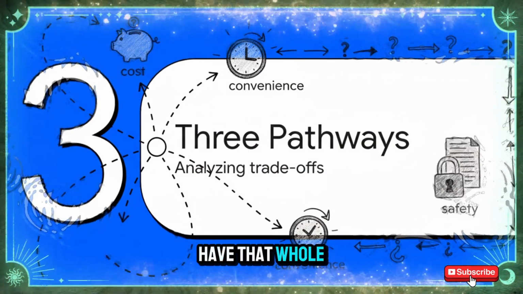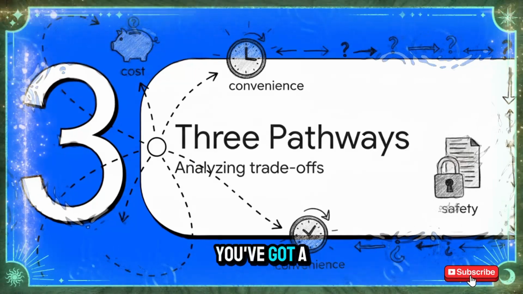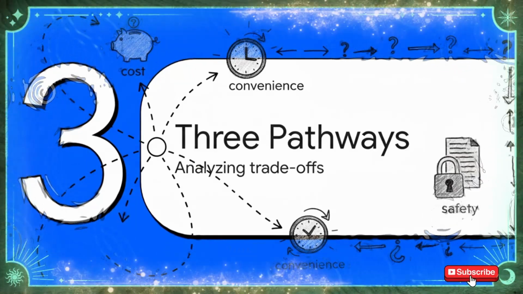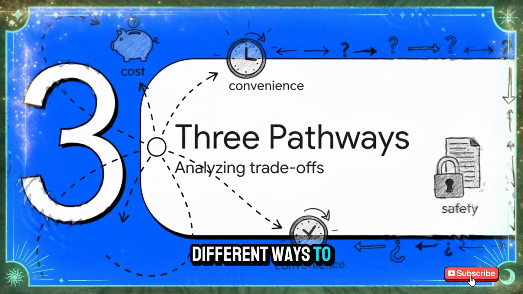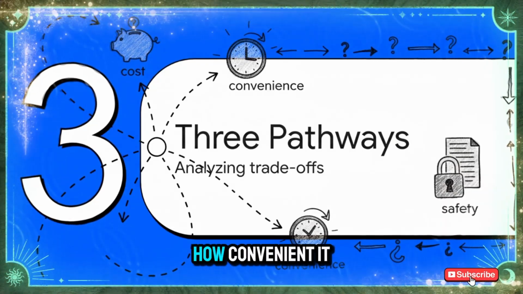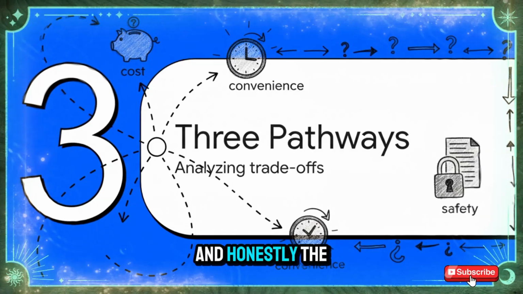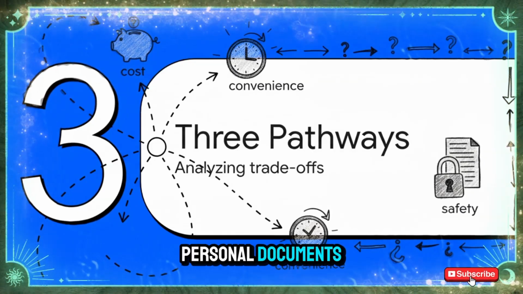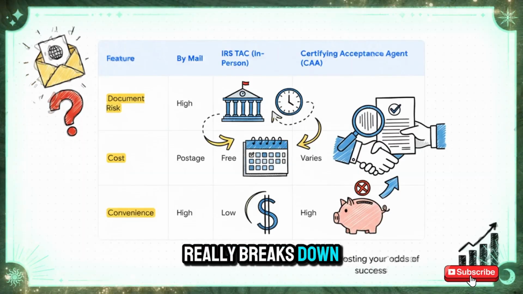So once you have that whole package assembled, you've got a really important decision to make. There are 3 different ways to send it in, and your choice is going to have a huge impact on the cost, how convenient it is, and honestly, the safety of your personal documents. And this table really breaks down the trade-offs.